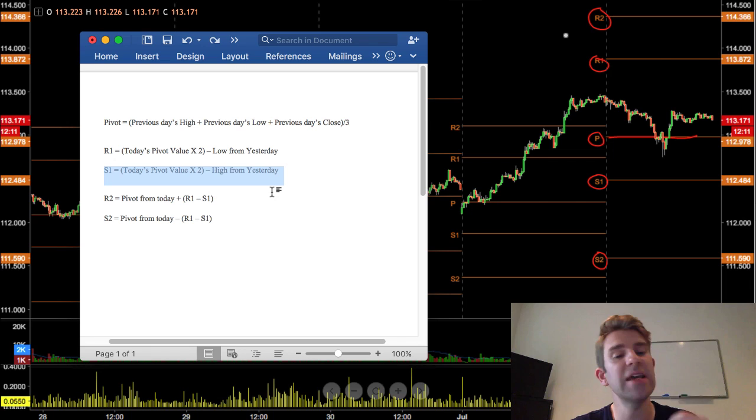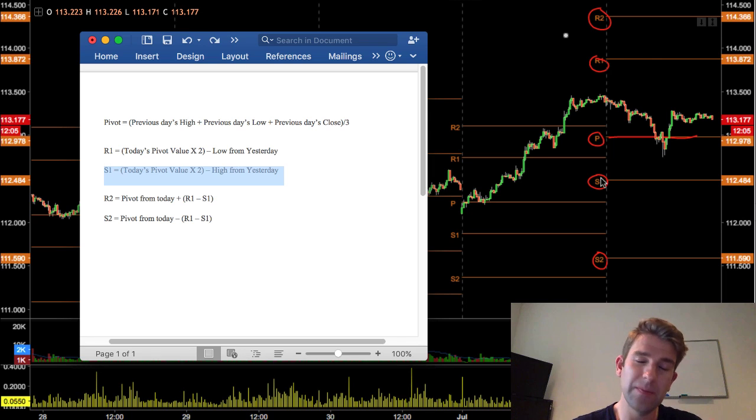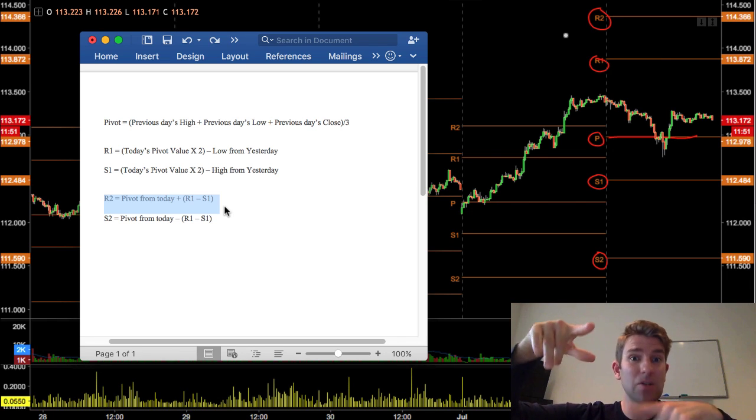Identical formula, but we're taking it away from the high from yesterday, and that's going to be underneath the price. Well, not necessarily underneath the price. It does depend whether the price gaps or not, but it's going to be to the downside, or underneath the pivot, should I say. And then we've got R2, which is the pivot from today, plus R1 minus S1. So we've already got that R1 S1 kind of bracket based on double the pivot minus the low or minus the high, depending on where we are.